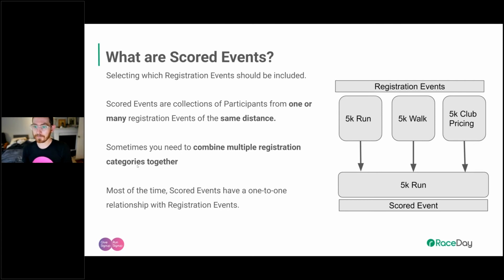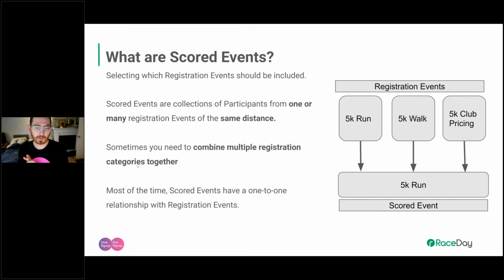On the right is a little diagram of a common type of setup that you'll see on registration platforms, where they may have a 5K run, a 5K walk, and a 5K club pricing, but you really want to score them all together as one in one result sheet. So in this case, you would select all of those registration events to be combined into a single scored event.